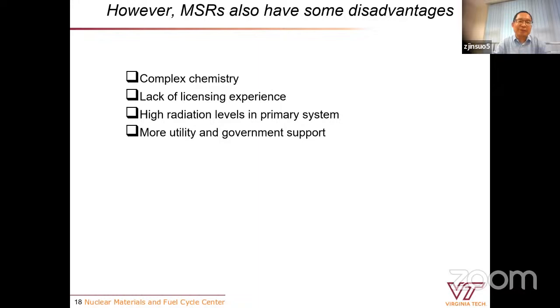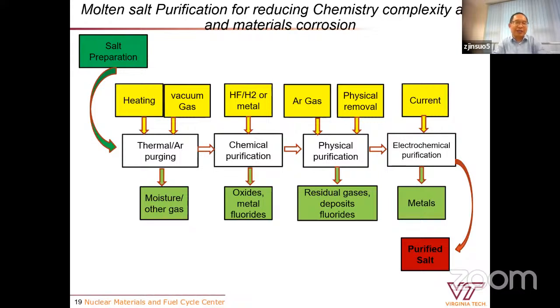So how can we move? How can we make our salt easier for us to handle and reduce the corrosion and degradation of the material in the salt? In our lab, we developed a purification process. The process was not originally developed by us; it was developed by Oak Ridge National Lab in the 1960s to 70s. But we integrated them together and made a system that can purify the salt. This includes chemical, physical, and electrochemical separation.